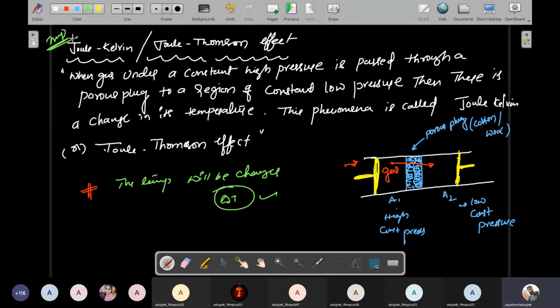Now we will derive the changing temperature. I want to find out that changing temperature when a gas is traveling from high constant pressure to low constant pressure through a porous plug, then the temperature will be changed. So I want to determine the temperature right now. That is the experiment. So please note everybody. I'll move to next page.